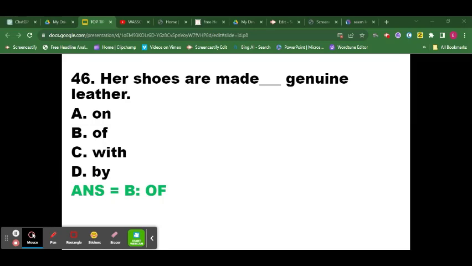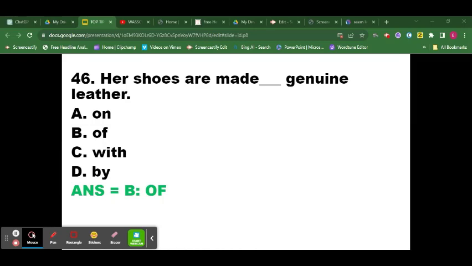Now, if you are talking of made with, when can we use made with? Made with is used to talk about the ingredients of food or drink. For example, you can say this dish is made with herbs. All right.